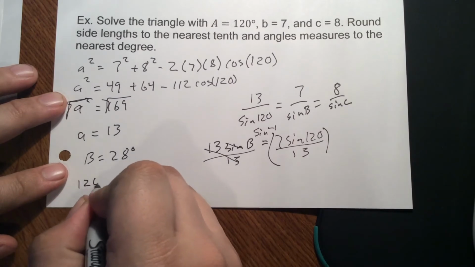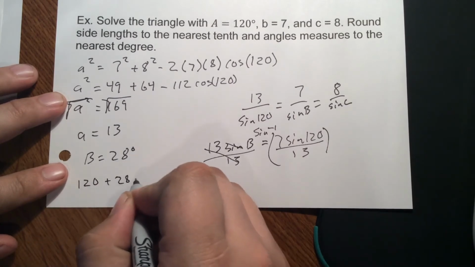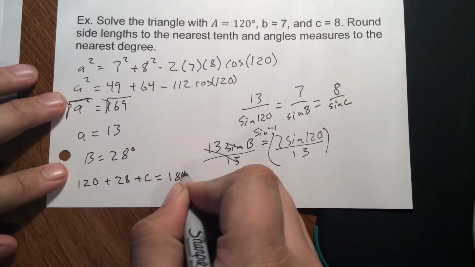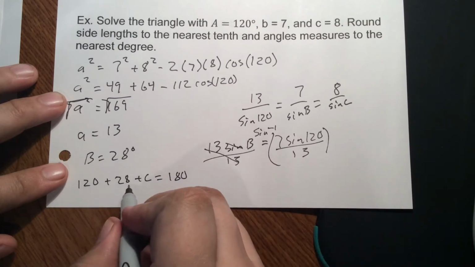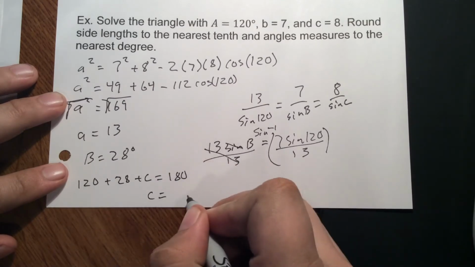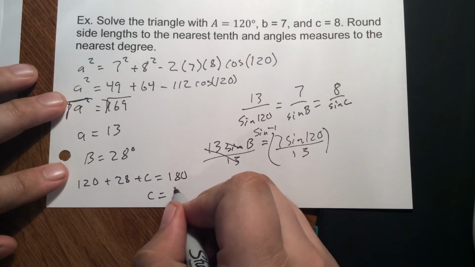So again, we have 120 plus 28 plus C has to be 180. 120 and 28 is 148. C then is 32.